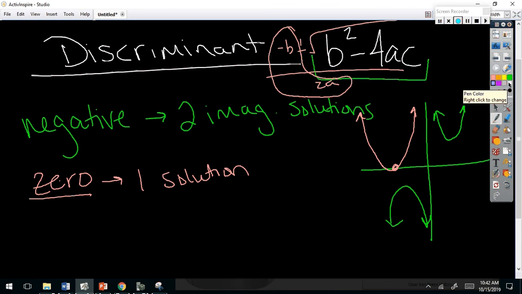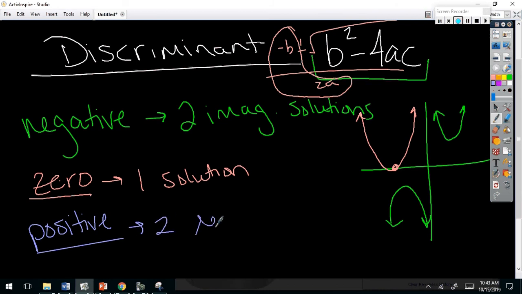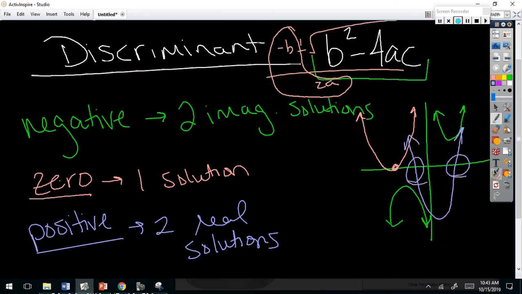And then what's the only other scenario left? If you're not negative and you're not 0, that leaves you to only be positive. And positive is the one we're most familiar with, and that is when we have two real solutions, which means that parabola is crossing that x-axis in two places.